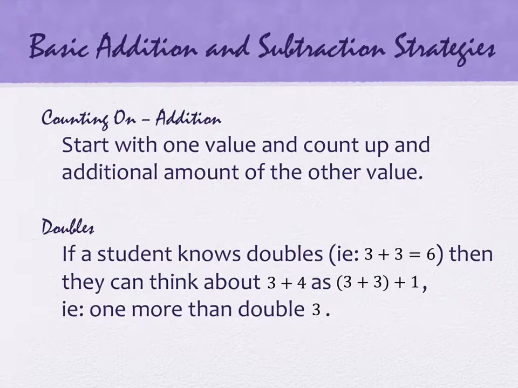So the first one is one that I think is pretty common. It's called the counting on addition strategy. If you have two numbers, you start with the one value and you count up the additional amount to the other value. So you'll see people do this one a lot.